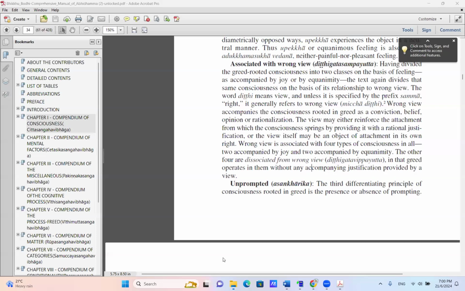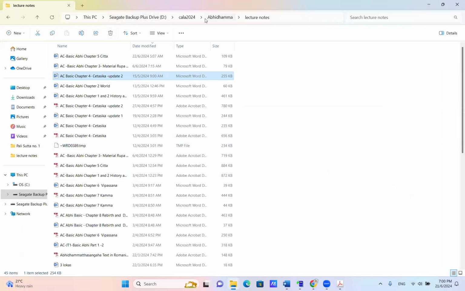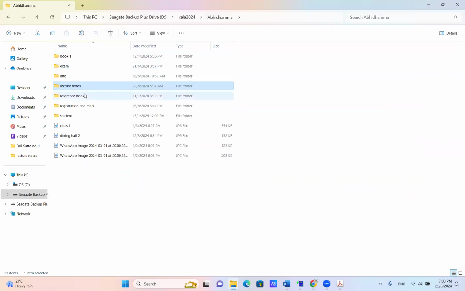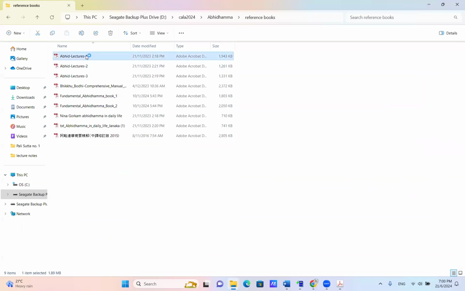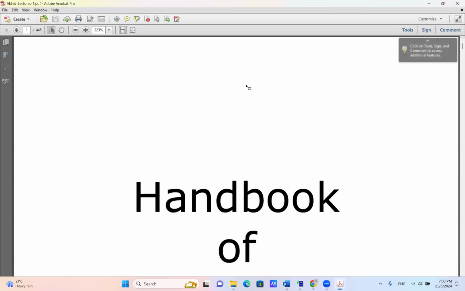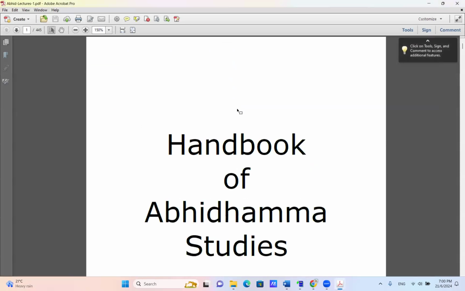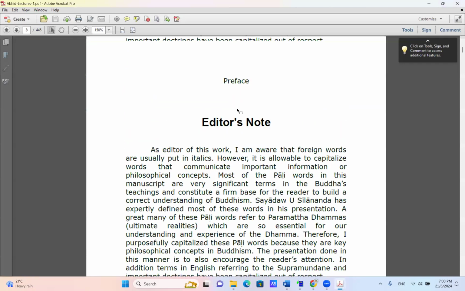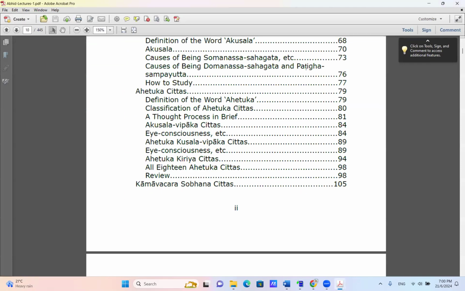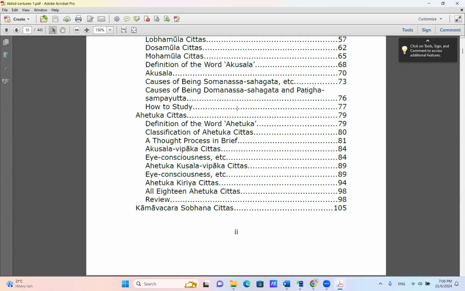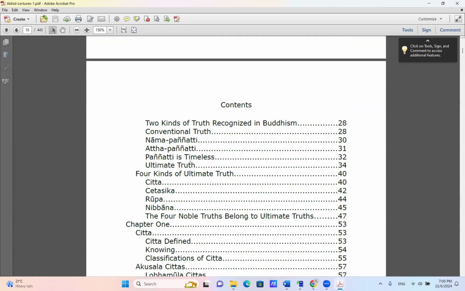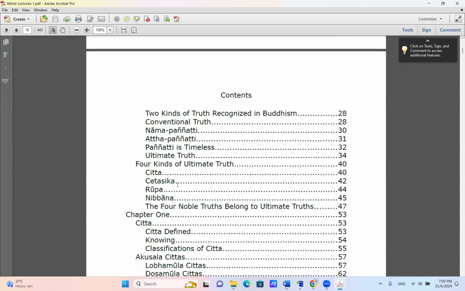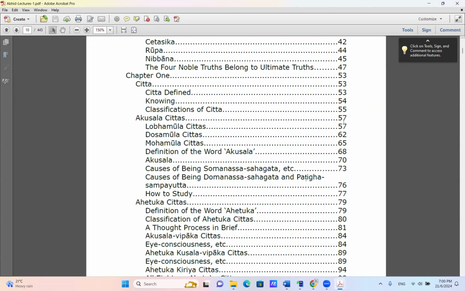Okay, let's go for another book. I told you all, if you cannot find the answer here, look for another book. This one is very good, because when Sayadaw U Silananda was teaching in America for about 3 years, the people asked questions and then he explained a lot. So this is a 3-book set. We look for the Citta. Page 57, all right?